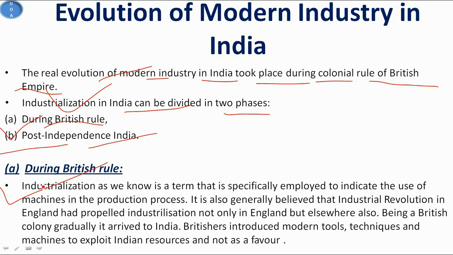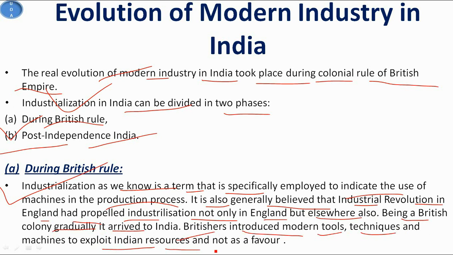Industrialization, as we know, is a term that is specifically employed to indicate the use of machines in the production process. It is also generally believed that the industrial revolution in England propelled industrialization not only in England but elsewhere also. Being a British colony, it gradually arrived in India. Britishers introduced modern tools, techniques and machines to exploit Indian resources and not as a favor.